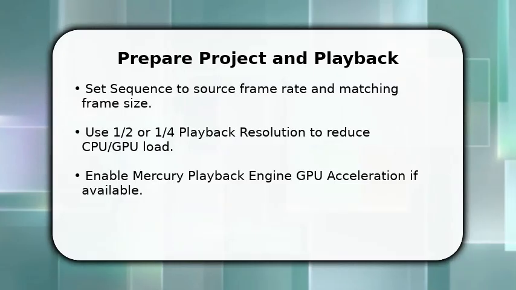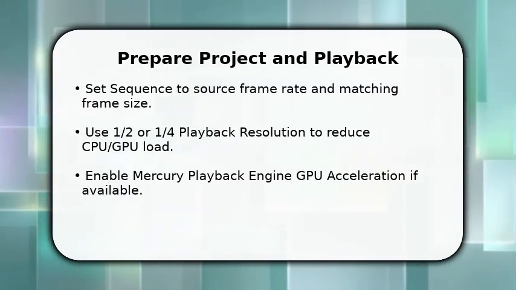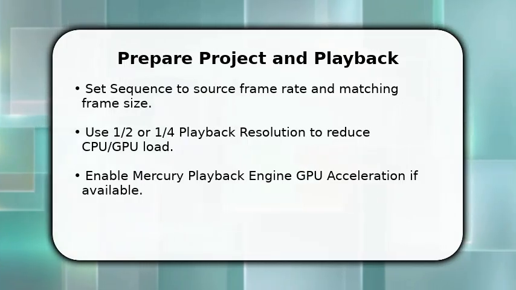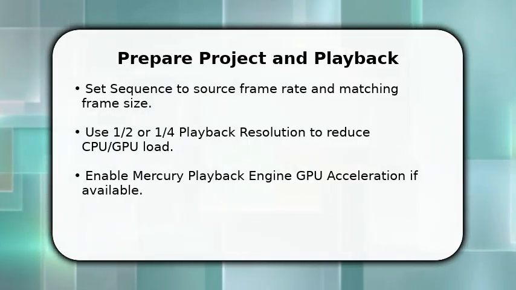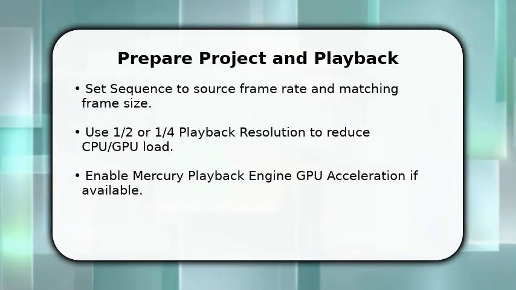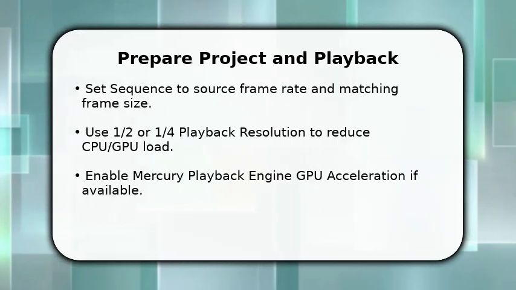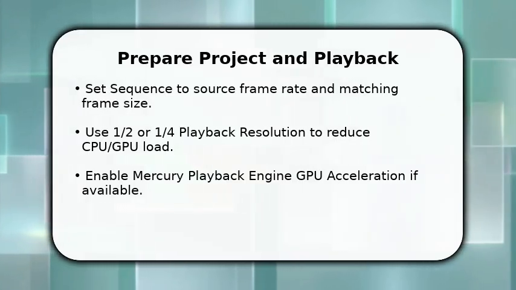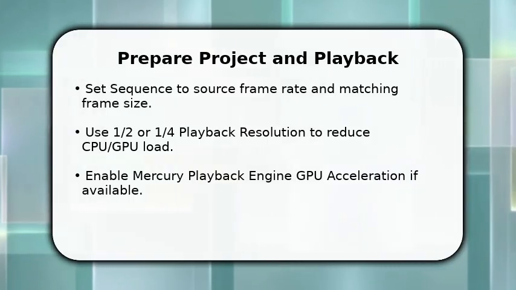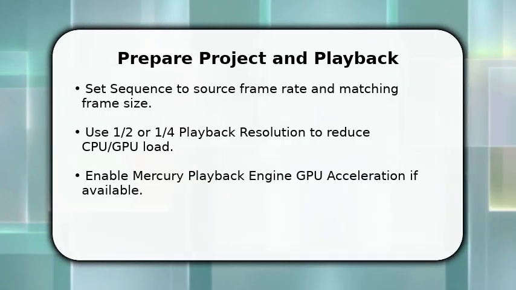You start by aligning your sequence with your footage so Premiere doesn't recompose frames on playback. Once done, select 1/2 or 1/4 playback resolution to lower processing demand. This keeps motion smooth while you edit. Make sure Mercury Playback Engine GPU acceleration is enabled in project settings. This offloads decoding and effects to the GPU, which reduces lag significantly.